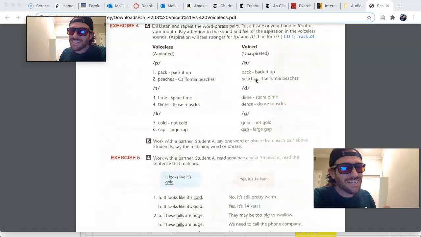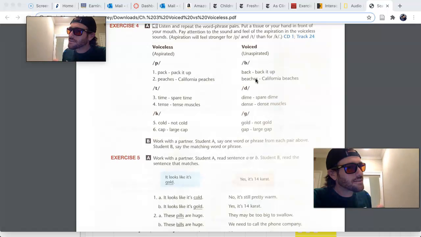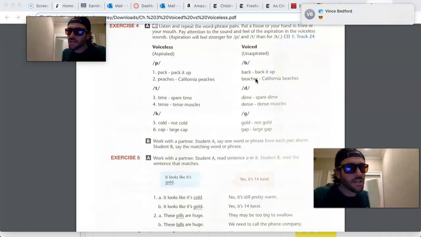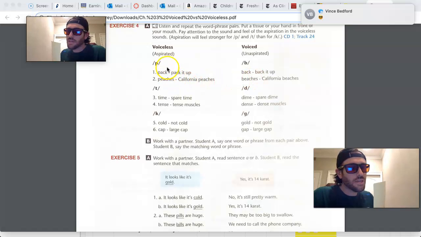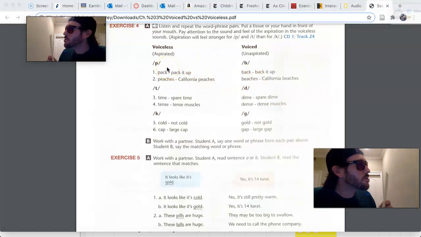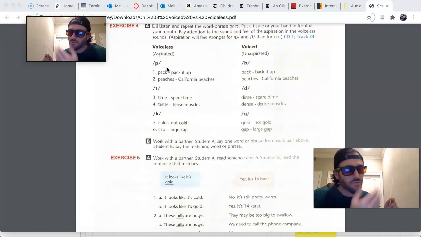All right, number 3, T consonant sound. T, t, time, time, spare time. And again, don't forget that P is going to have more aspiration. The P is going to have more aspiration than T. Okay, so don't worry if you're getting less air for T.